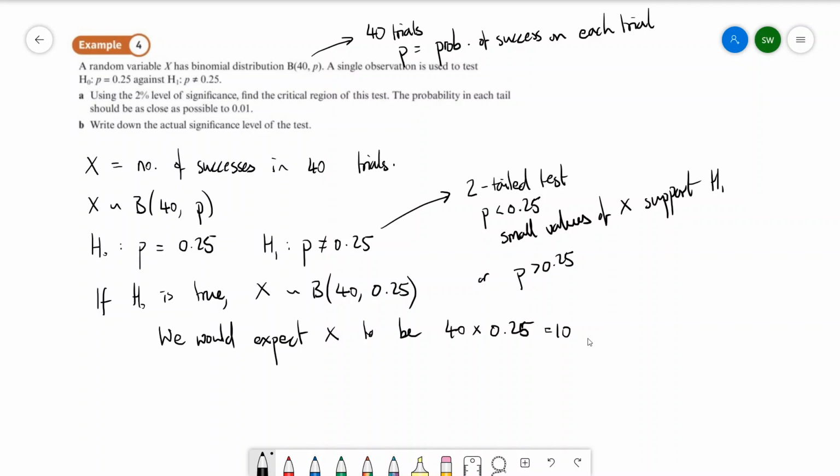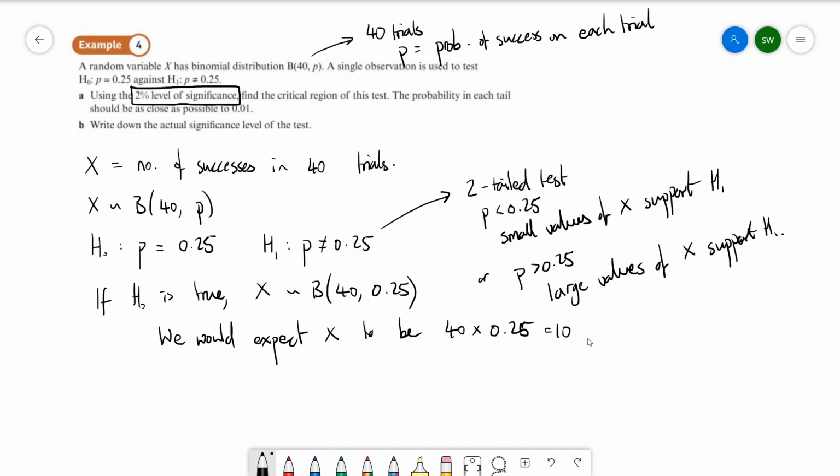And in this case, if the probability was greater than 0.25, then we'd expect to get significantly more than 10 successes. So large values of x support H1. And by large, I mean significantly more than 10. So next we need to work out what the critical region is. So we've got this 2% significance level. Now remember, that means that we can't have a probability of being in the critical region more than 2%.